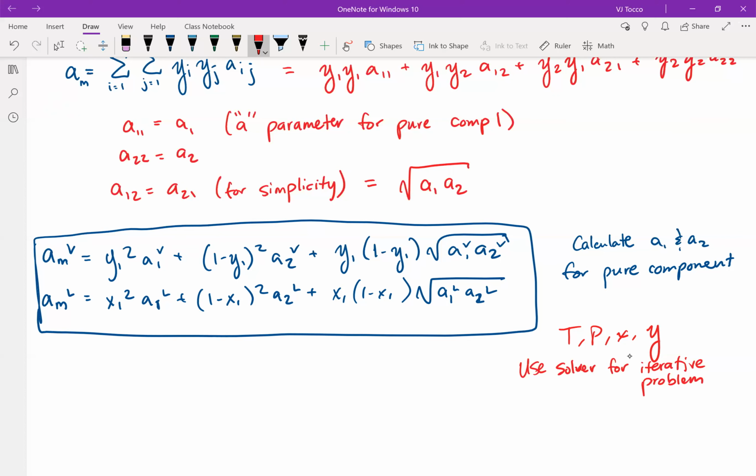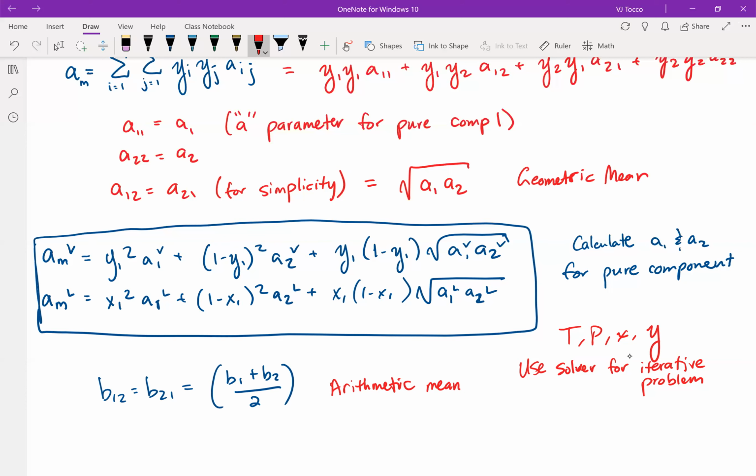Now the rules for the B constant are exactly the same. The only difference is that for B, B12 is equal to B21, and instead of being the geometric mean, it is equal to the arithmetic mean. So B1 plus B2 over 2. This is the arithmetic mean, while the A constant was the geometric mean. So that means that it simplifies a little bit more when you're doing this equation.